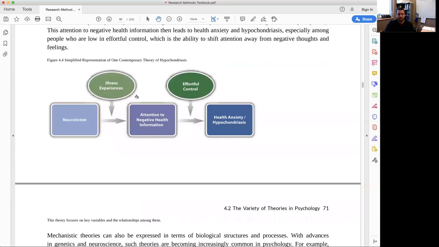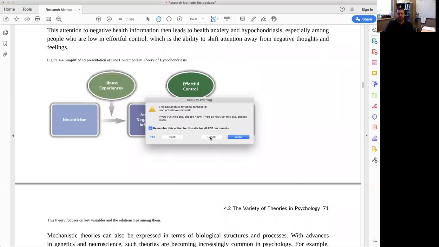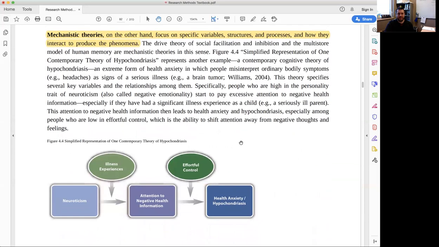Mechanistic theory, excuse me. Focus on specific variable structures and processes and how they interact to produce the phenomena. So here, the text uses the example of hypochondria. So people that typically view regular body pains and aches and all that type of stuff as this is it, right? Like my time has come. I'm going to die. This is cancer or some other very serious illness when it's just kind of a minor headache.